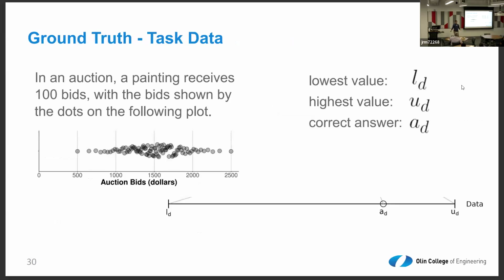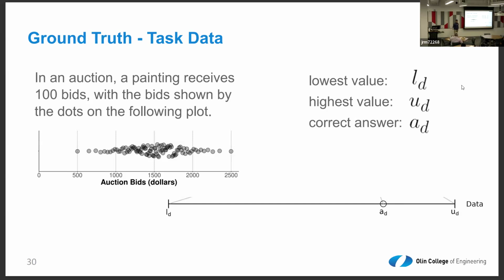But there's a ground truth. Since we've set up all of these tasks to have a known minimum and a known maximum, we know that there is some true highest value, a correct answer, which gives us a fairly objective way to see whether or not a person is answering the question correctly.